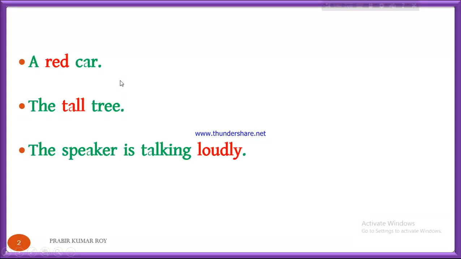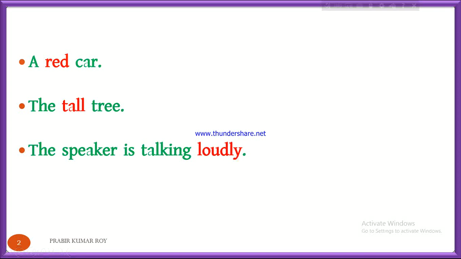In our last class we also talked about pre-modifier and post-modifier. In the first two sentences, red and tall are pre-modifiers because a pre-modifier is placed just before the word it modifies. Here, red is placed just before the word car, and tall just before the word tree. But here, the speaker is talking loudly. Here the word loudly is placed right after the word talking, which it modifies. So it is a post-modifier.